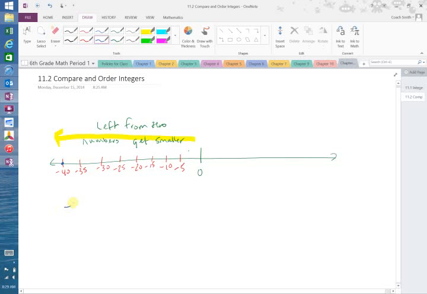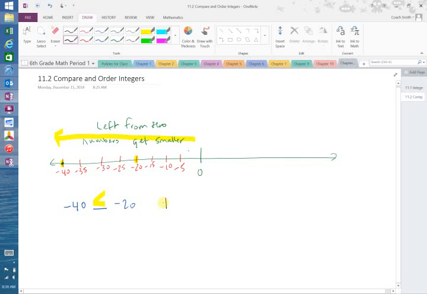So if I'm comparing -40 to -20, well, here is -40 and here is -20. -20 is closer to 0 than -40 is. So therefore, -20 has to be larger than -40. They're both negatives, and we think of 40 being larger than 20, but it's not when we're talking about negatives. It's just the opposite. The larger the digits are on a negative number, the smaller it is.